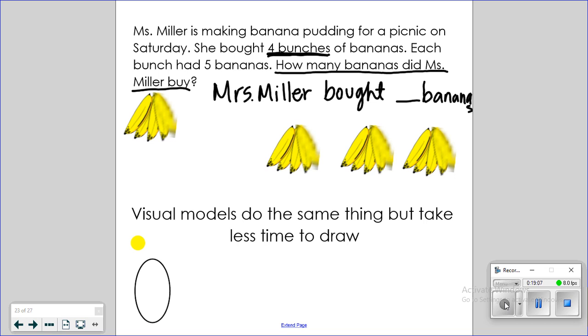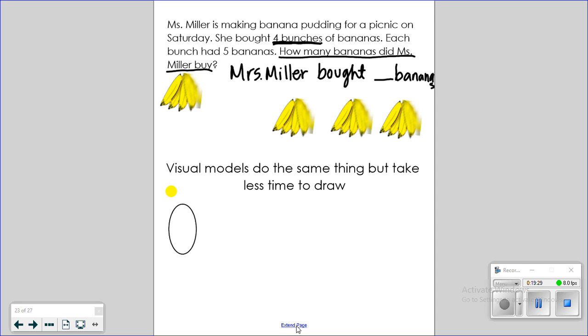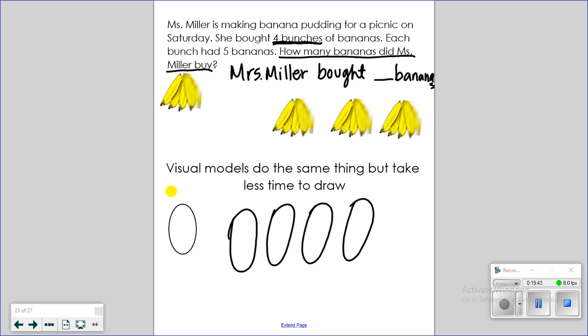Instead, we're going to draw a visual model. A visual model makes it way faster and way easier to represent that group. The visual model that we're going to draw is what I like to call circles and dots. We have 4 groups, 4 bunches of bananas. Draw 4 circles. They don't need to be giant, but they need to be big enough to hold some dots. So draw 4 circles. 1, 2, 3, 4. Those are my 4 bunches right there.